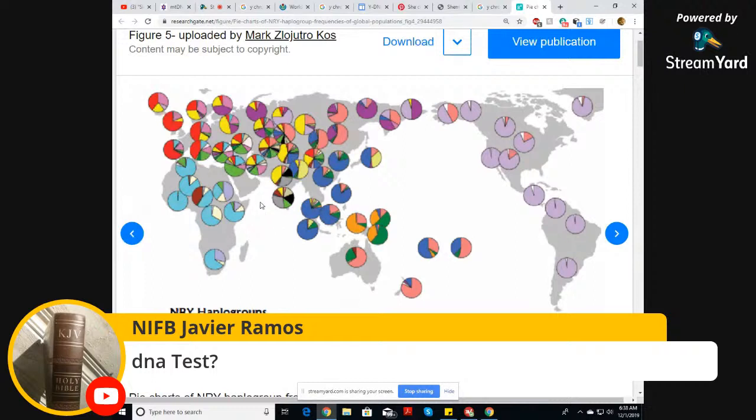This Y chromosomal chart right here disproves the out of Africa theory. It's blatant, in your face evidence that we did not all come from Africa. And of course, Africans don't have Neanderthal DNA, autosomal DNA anyways. And the Neanderthal Y chromosome is extinct as well. Doesn't exist in the human population today.